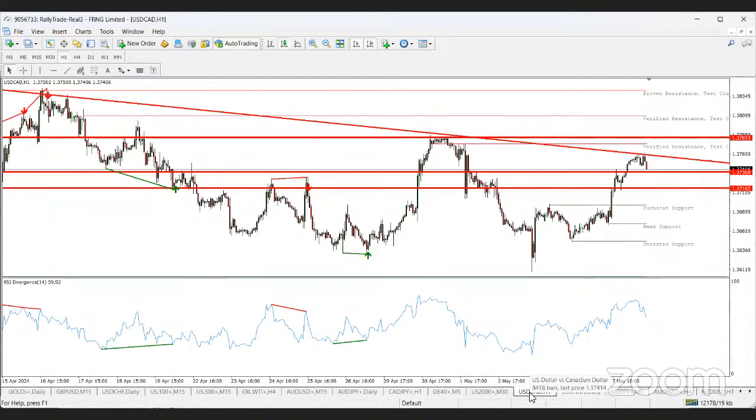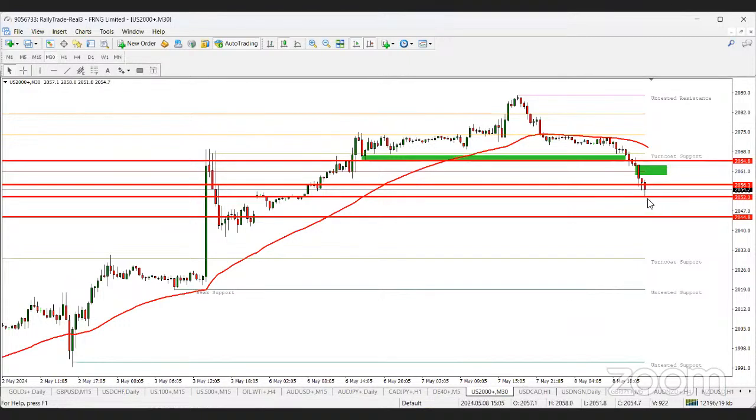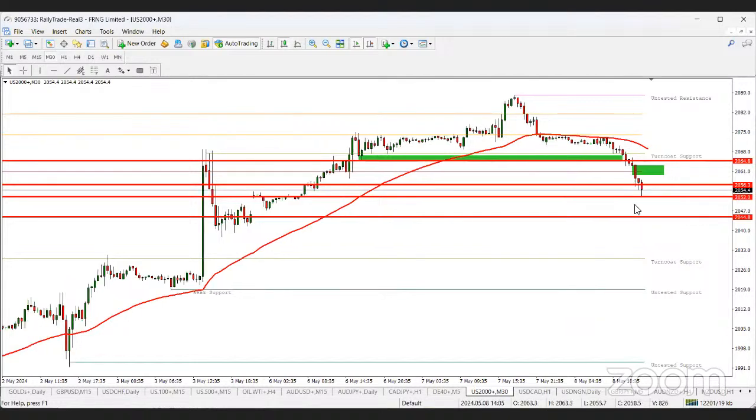USDCAD is headed towards our 1.37360 zone, where we said we'll be considering selling it. For US2000, we said we're selling from 2052, which is where it's currently struggling. So we just need to monitor that place. We still expect that US2000 will push towards the downside. 2052 is where we're selling US2000, and we have another sell point for US2000 at 2064.